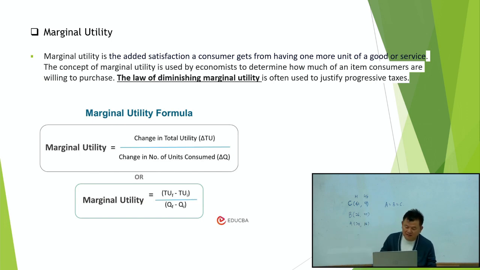This is the marginal concept. The concept of marginal utility is used by economists to determine how much of an item consumers are willing to purchase. It means I can buy more and more apples, or more and more oranges, rather than apples or rather than oranges, because at that time we think about the marginal concept. So at this time we can use the theory, the law of diminishing marginal utility. This law is often used to justify progressive taxes.